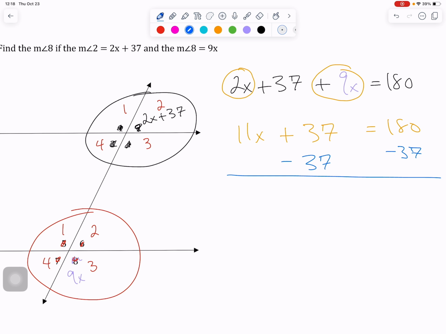Number 8, find the measurement of angle 2 if the measurement of angle 1 equals 15x minus 7, and the measurement of angle 3 equals 8x plus 28. Oh my God, look at all this mumbo jumbo. All right, let's just go ahead and put in 15x minus 7. And let's put in 8x plus 28. That 8 just looked horrible.